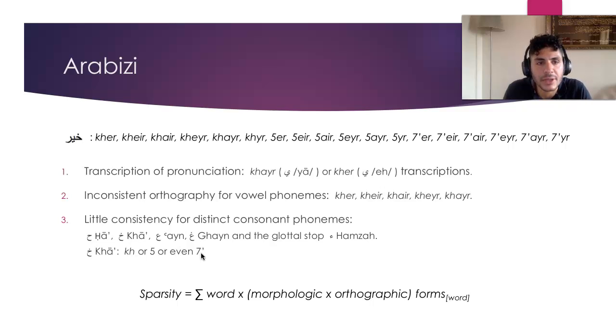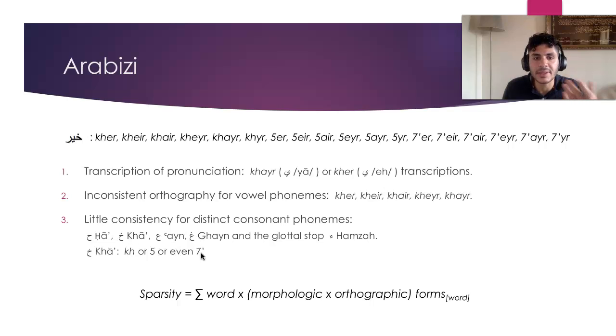The orthography issue in Arabizi is that one word could be written in several different variants. And this is because people transcribe as they pronounce. If one person pronounces a word differently from another person, we're going to have two different transcriptions. There's inconsistent orthography for the vowel phonemes, such that each person transcribes the vowel phonemes according to their own perception. And there's little consistency because people have made some consonant letters standards.